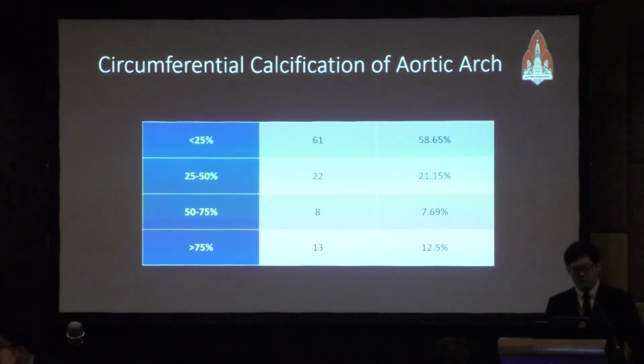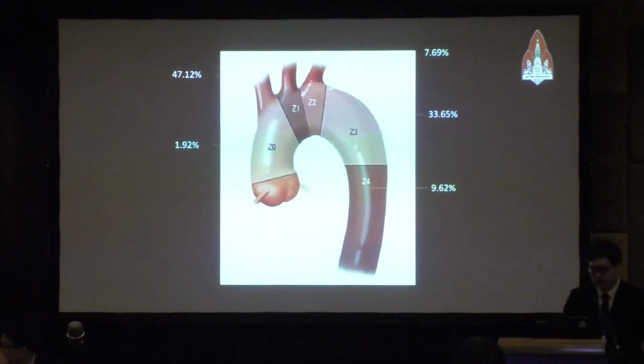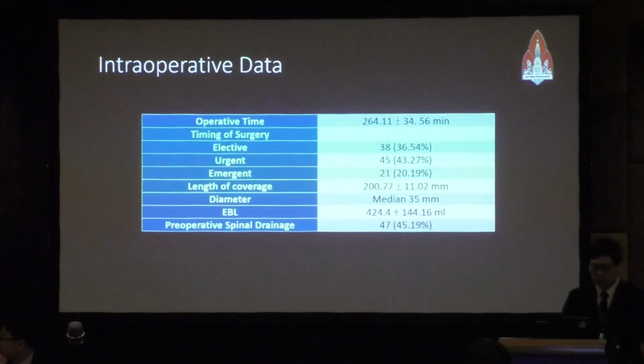We also looked at the calcification of the aortic arch, which may be a concern as a risk for stroke. We found that about 68% of the patients had less than 25% circumferential calcification of the aortic arch, like this picture. We also saw that the main zone in which patients had TEVAR performed is zone 1, and the second is zone 3. What about the intraoperative data? The operative time is quite long, about 240 minutes.